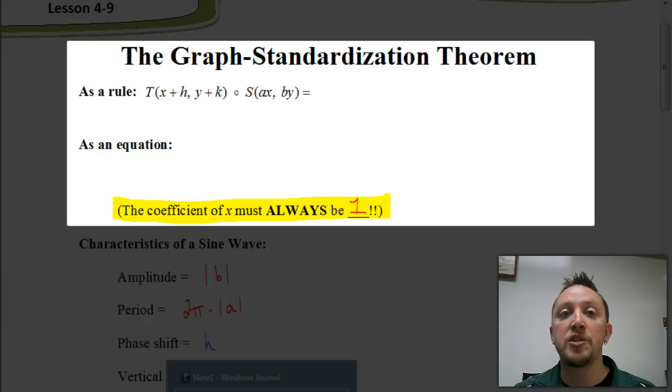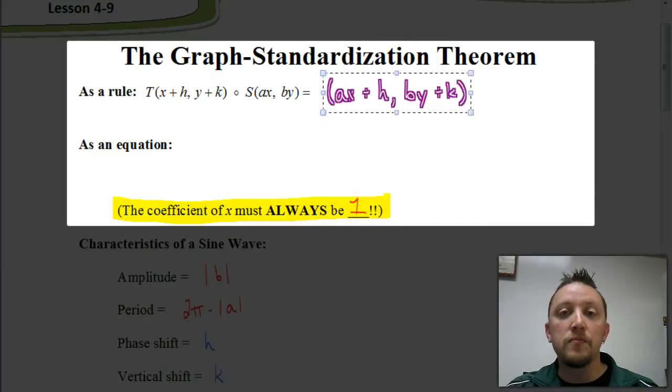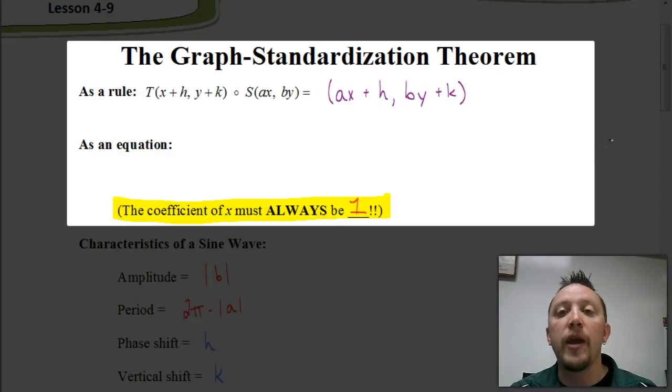Now, remember, from a composition of functions, that means that you take whatever would come first, in this case our scale change, and we're going to plug those values into our translation, and that'll give us the composition of those two functions. So if we were to do that, this is what it would look like. So here we have our composition of these two functions: a times x plus h would tell us how the x value is going to be affected, and b times y plus k is going to tell us how the y value is going to be affected.